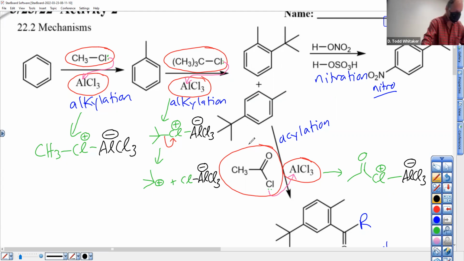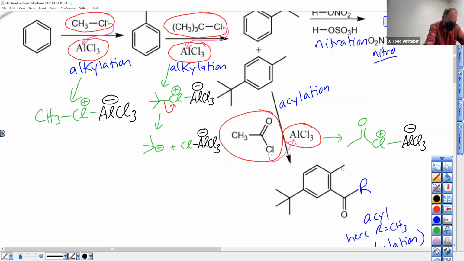If you did this same mechanism over here, you'd generate a methyl cation. I don't believe I even said it. You're not allowed to make a methyl cation or a primary carbocation. They're haram. Don't make them. So this mechanism stops here before the next step. This one proceeds to make a nice tertiary carbocation. And this one makes a weird ion called an acylium.